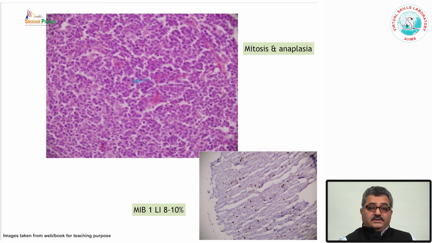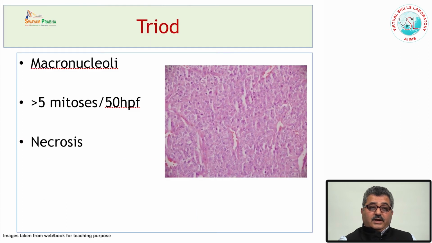These are some of the examples. It is infiltrating into the surrounding soft tissue. This pleomorphism, lack of those fat cells. The triad, which is very important to suspect carcinoma, is the macronucleoli, more than 5 mitosis per 50 high power field, and necrosis. These all three features indicate carcinoma has to be ruled out.